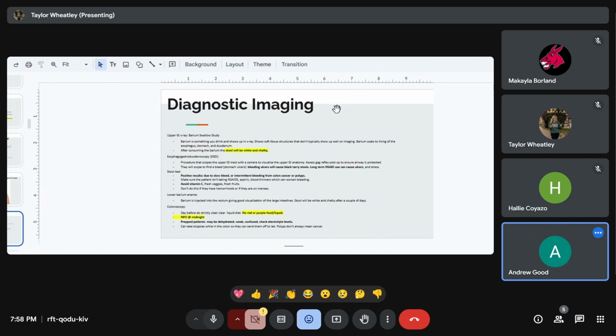And then for any of these procedures, they need to be NPO at midnight, but colonoscopy, they need to be NPO at midnight. They may be dehydrated, weak, confused. They may have low electrolyte levels, so something to note there. But definitely on the test is clear liquid diets, no red or purple liquids, and then NPO. That's a very good test question to have on this test.